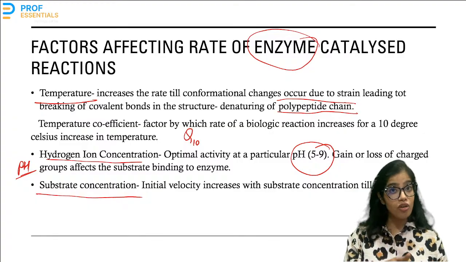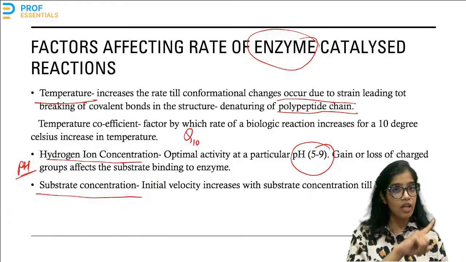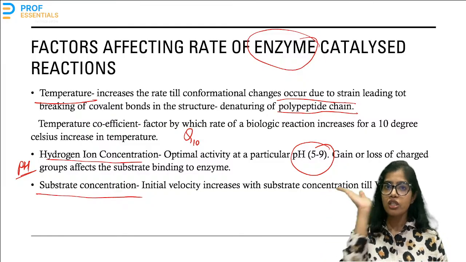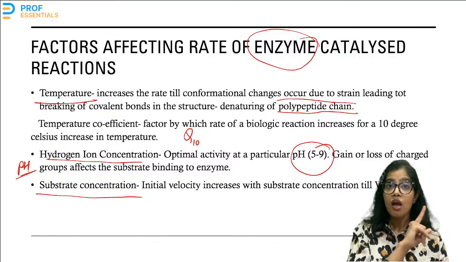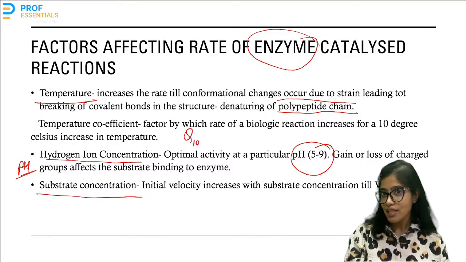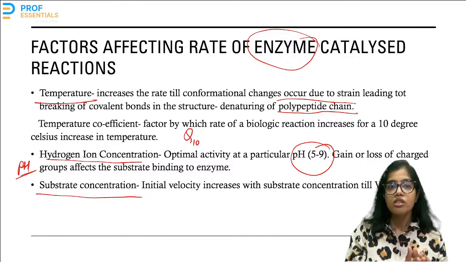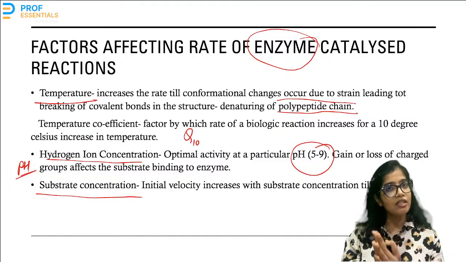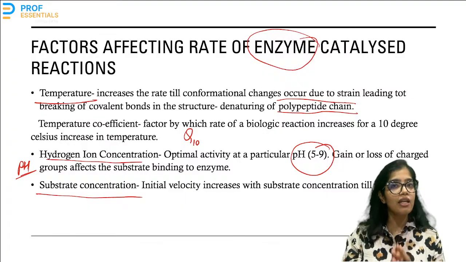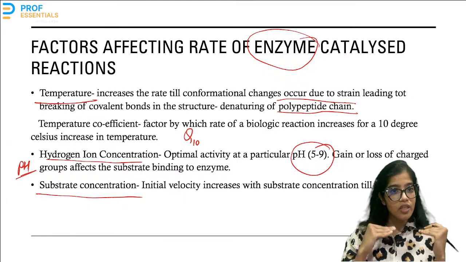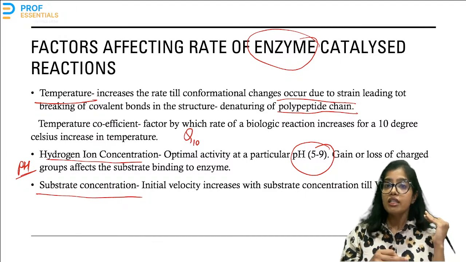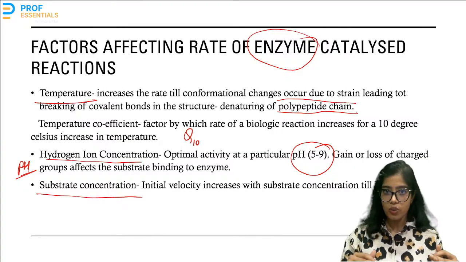This is different from a normal reaction, where the rate of the reaction is directly proportional. No matter how much you raise the concentration, the rate of the reaction is going to increase. But in an enzyme catalyzed reaction, the substrate concentration directly affects the rate of the reaction only till a particular limit. After that limit, even if you increase the substrate concentration by any factor, the rate of the reaction is not going to increase.